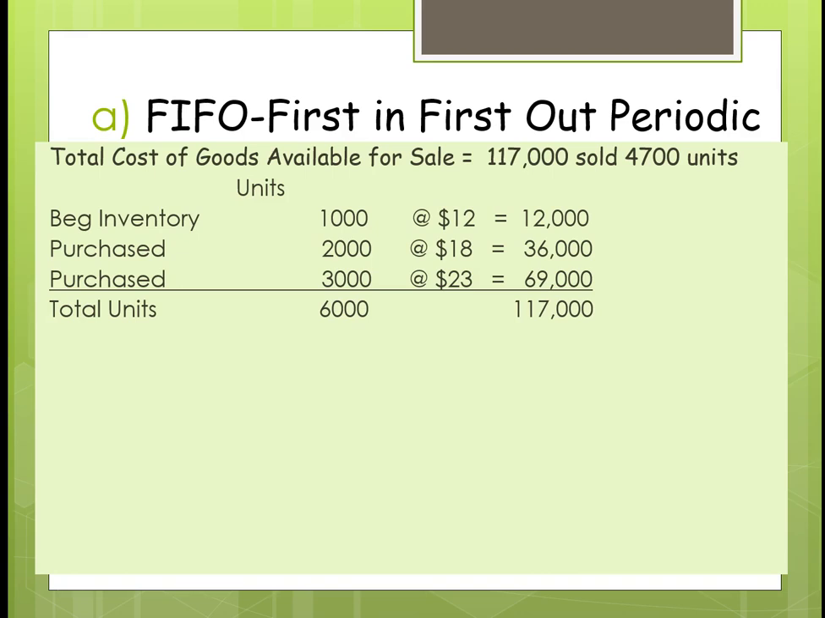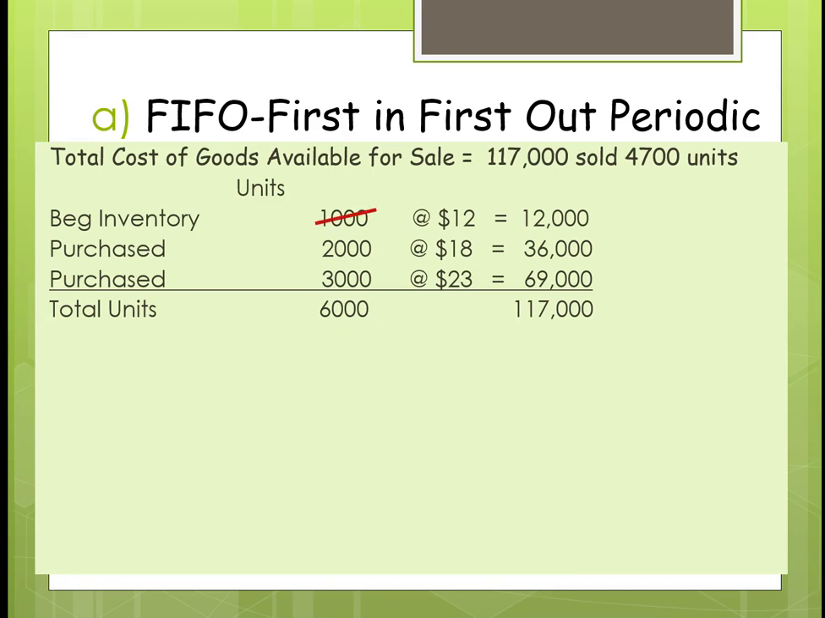Now I want you to know whether you're doing periodic or perpetual, for FIFO, you'll always get the same answer. It doesn't matter, periodic, perpetual, you get the same answer. That is not true if you're doing LIFO or average cost. You get totally different numbers.